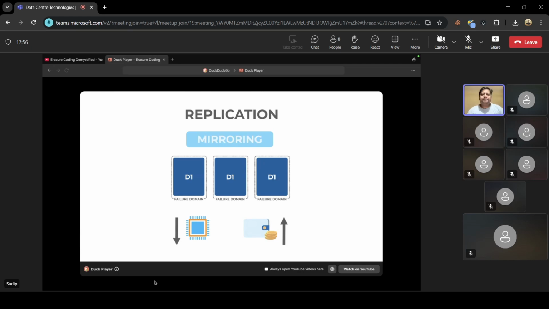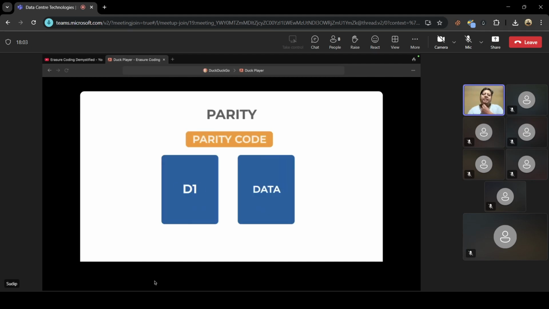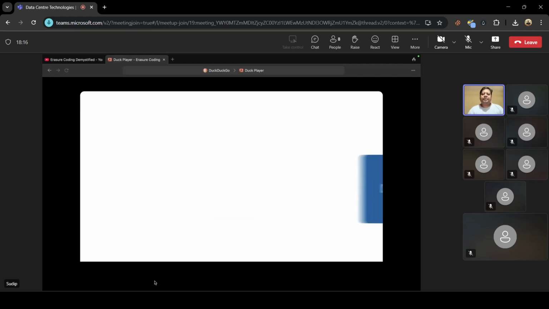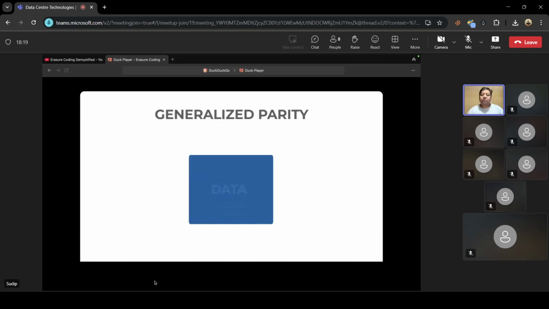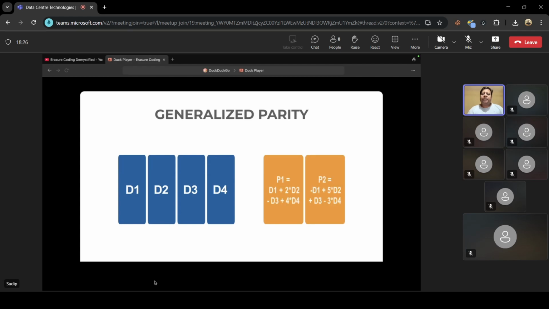Yes, the costs are high and the performance is lower. And then we saw parity also. We saw that parity is nothing but XOR of binary. When we have stripes of data, you can do an XOR of the data stripes and you will be able to get a parity. The parity is actually stored diagonally across multiple drives in the RAID group. Then we have dual parity also, RAID 6.